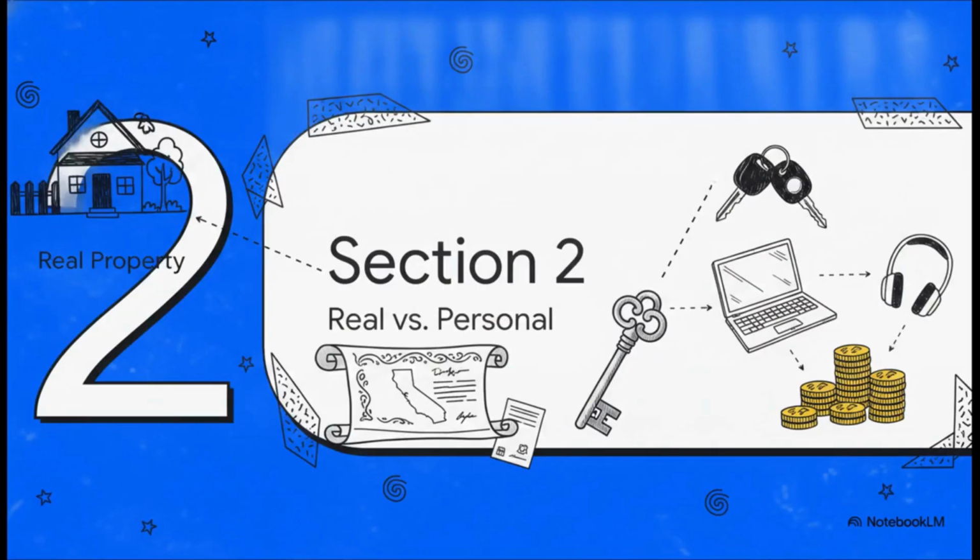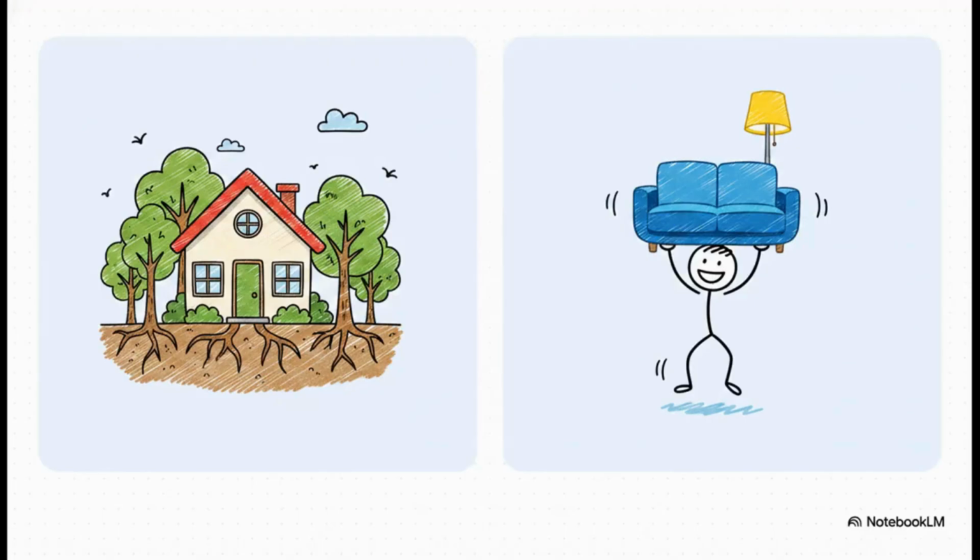Section 2, real versus personal property. Now, the golden rule here all comes down to attachment. Real property includes the land and everything permanently attached to it. Personal property, on the other hand, is mobile. If you can pick an item up and walk away without altering the structure of the property, well, it's personal. But if it's permanently fixed to the ground or the building, it stays as real property. Knowing this difference is crucial because it prevents legal disputes over what is included when a property is sold.